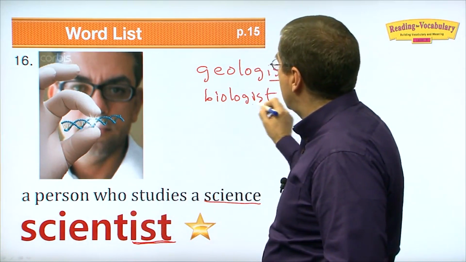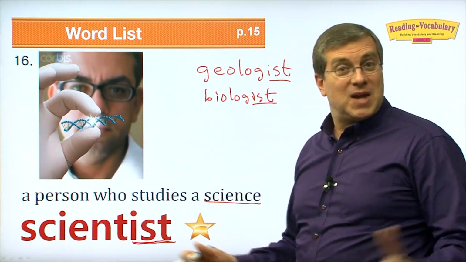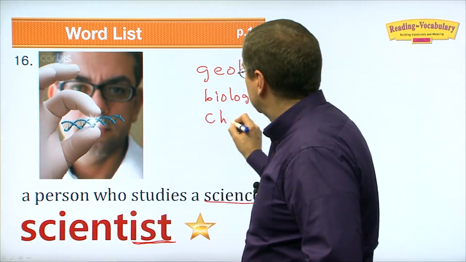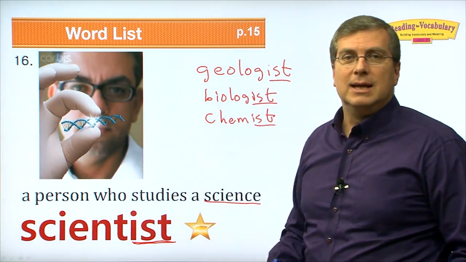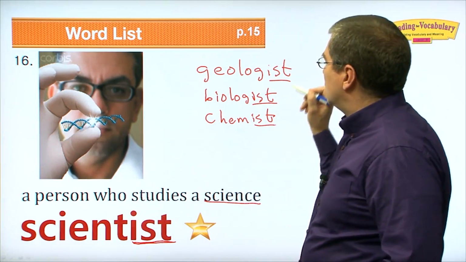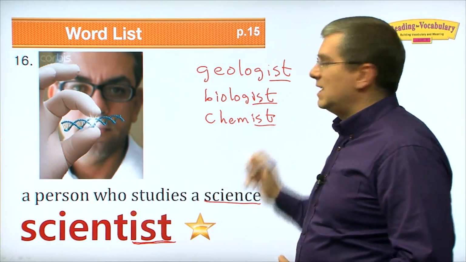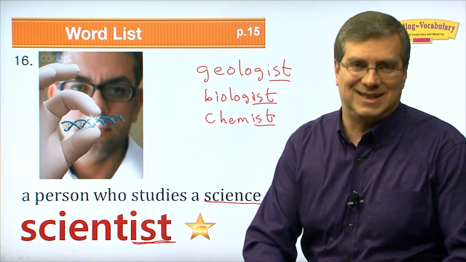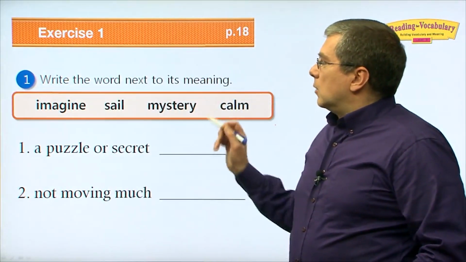People who study biology. Biologist. Wow, okay. What about people who study chemistry? Any idea? Chemist. Okay? So, geologist, biologist, chemist. These are people, usually you use IST to talk about the people who study these sciences. Okay. Let's review the words.